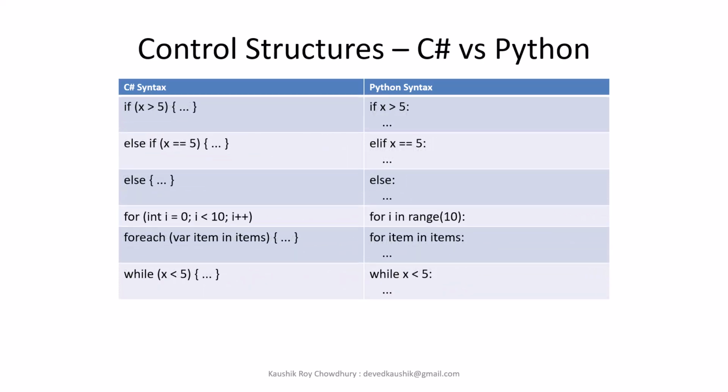Now, control structures. Control flows in Python like if, for, and while now map cleanly to C#, but with simpler syntax. So, no parentheses are required around conditions, and blocks are defined by indentation. The elif keyword in Python replaces else if in C#.